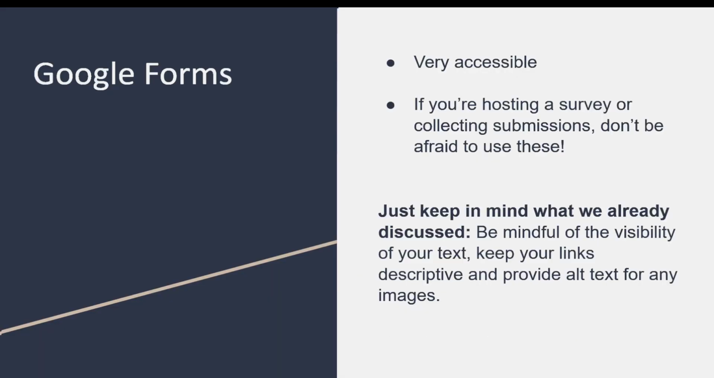Google Forms. Google Forms are surprisingly accessible. So if you're hosting a survey or collecting submissions, don't be afraid to use it. Just keep in mind what we've already discussed. Keep your link text descriptive but concise. Make sure there's good color contrast between different sections, text boxes, and the background. Oh, and be mindful of fonts and sizes used. And if you include images, provide alt text.